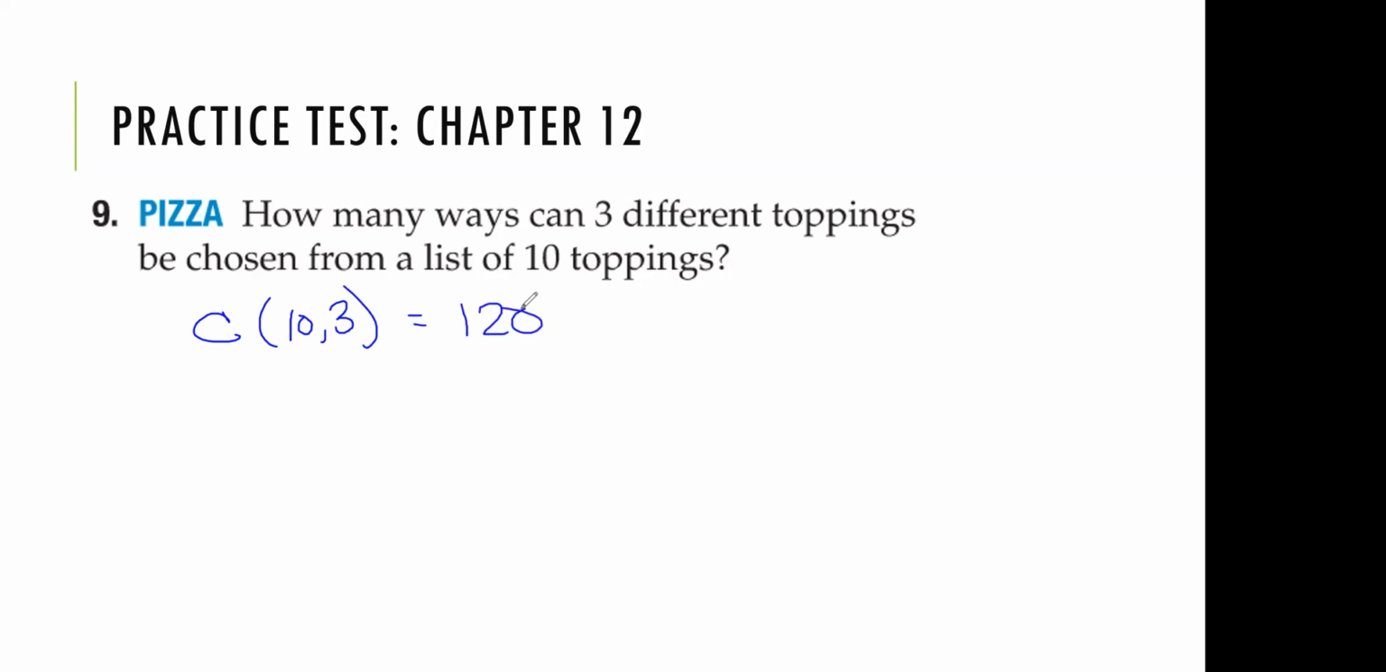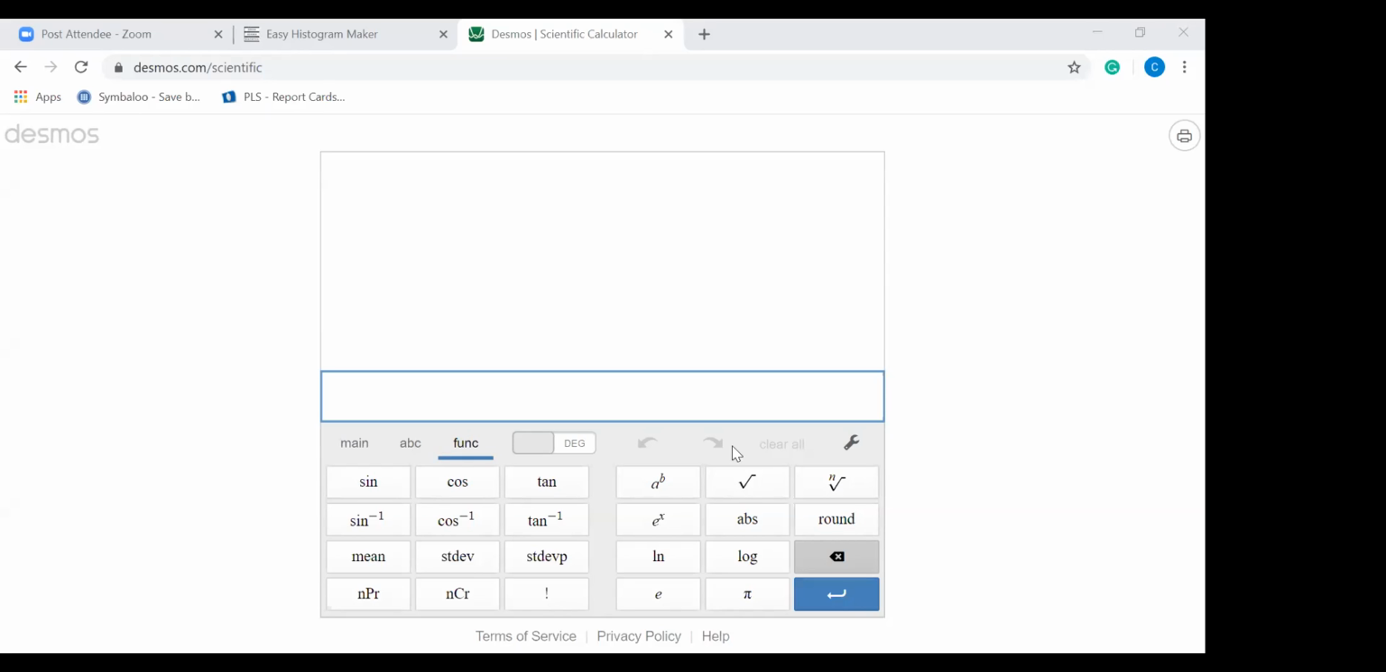We would enter 10 and 3, and we end up getting 120. So you might be wondering, how do you get that? You should have a graphing calculator that has this key. If not, you can use Desmos's free scientific calculator online. This is what I use. I don't have a regular scientific calculator.